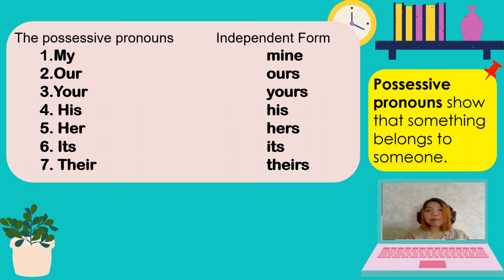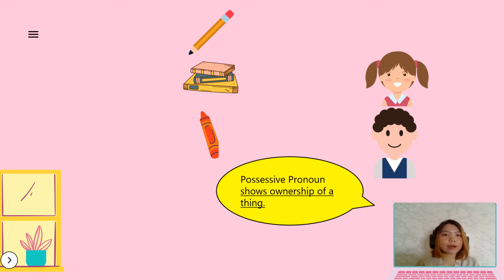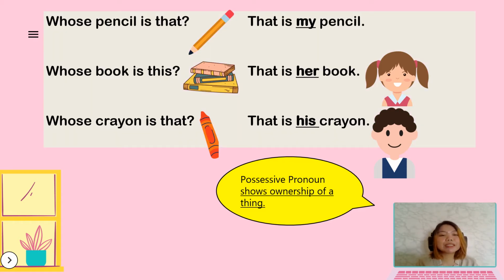Now, let us have more examples. Again, children, when we say possessive pronoun, it shows ownership of a thing. Don't forget that. Now, let us have sentences with the possessive pronouns in it. We have sentence number 1. Let us read all together. Whose pencil is that? That is my pencil.